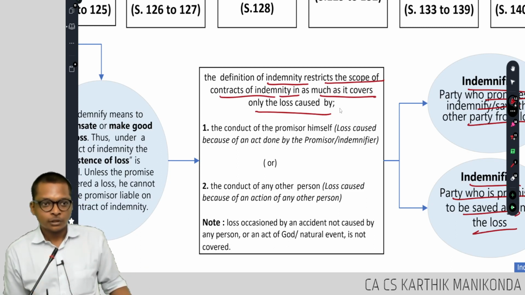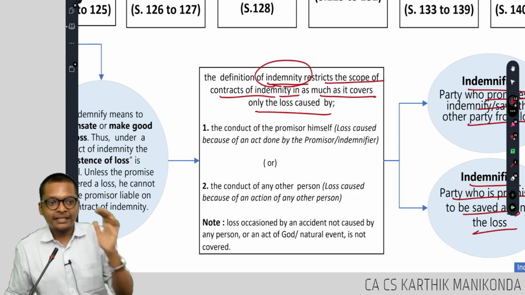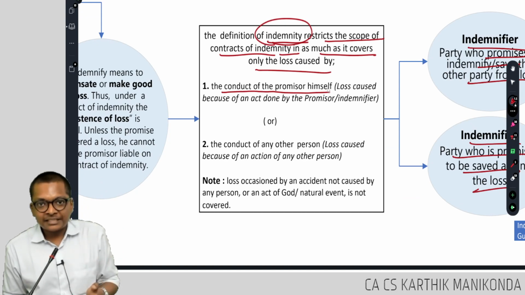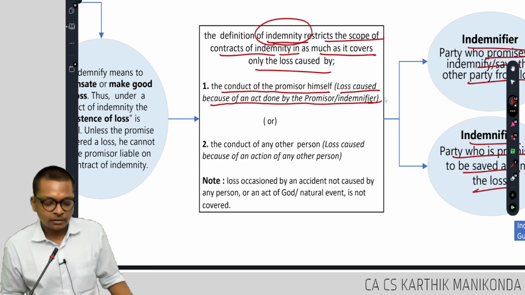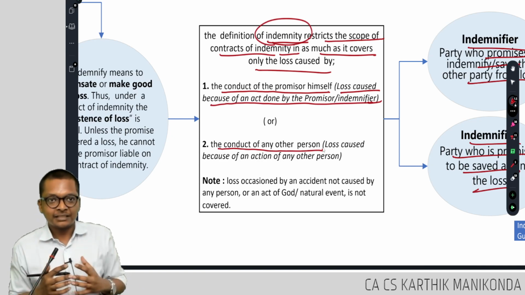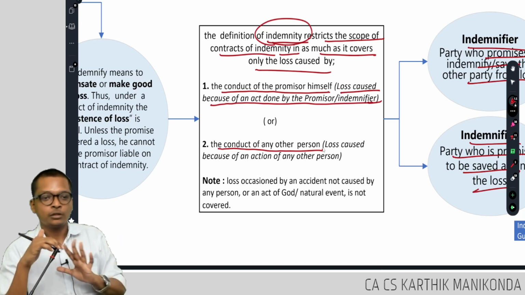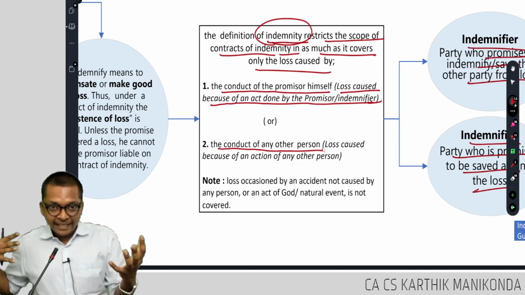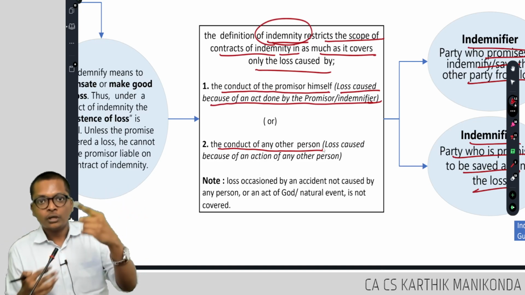I should tell, no. So they are saying, therefore, leaving all this aside, sir, as per indemnity contract and Indian Contract Act, what loss is covered? The conduct of the promisor himself, loss caused because of an act done by the promisor or indemnifier himself, or the conduct of any other person. What they are trying to say is, would anybody get into an accident and hurt themselves intentionally? No. Accident means it happens without my knowledge, unplanned. So, if I go and crash also, indemnity is covered. Or if somebody comes and crashes me also, indemnity is covered.